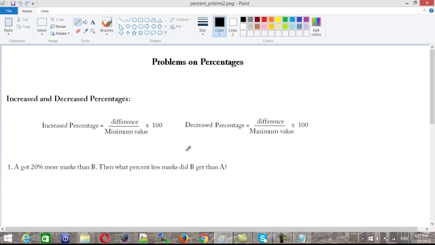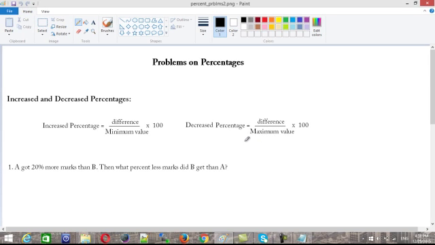So increased percentage is equal to difference by minimum value into 100 and decreased percentage is equal to difference by maximum value into 100. In this kind of problems, two values will be given for which we have to find the increased and decreased percentage. We have to find the difference between those two values and we have to substitute the difference here. And if we want to find the increased percentage, we have to write down the minimum value here, and if we want to find out the decreased percentage, we have to substitute the maximum value here. So minimum value for increased percentage and maximum value for decreased percentage. Okay, is it clear? Then let us move to the problems.